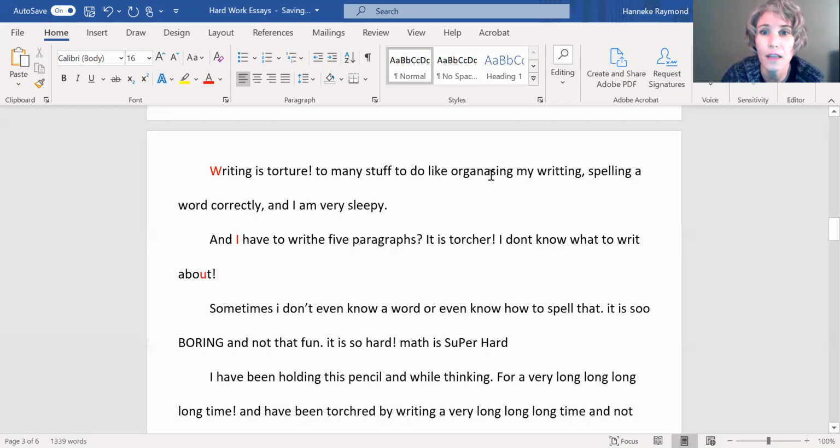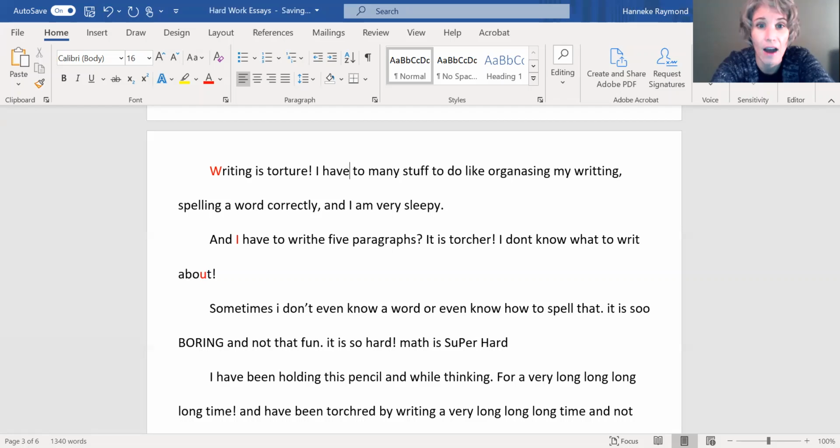Okay. "Too many stuff to do, like organizing my writing, spelling a word correctly, and I'm very sleepy." This, even though it's long, is a sentence fragment because there is no subject and no verb. It should have started with, "I have too much stuff to do, like organizing my writing, spelling a word correctly, and I am very sleepy." Let's make this flow a bit.